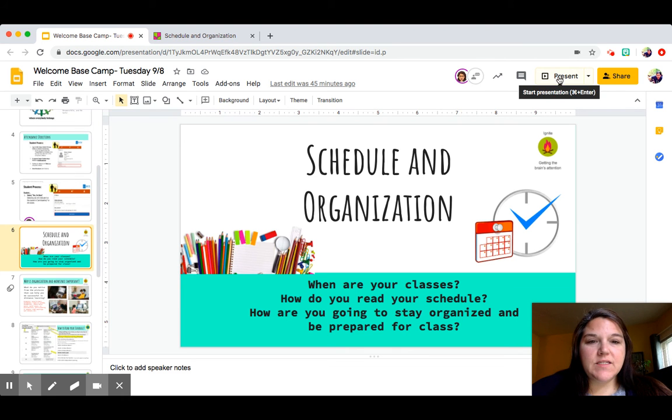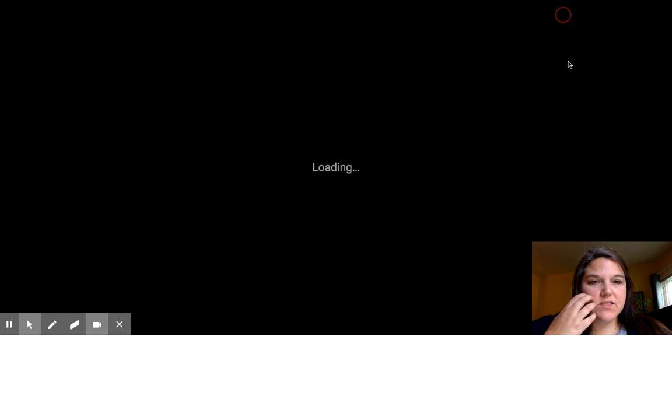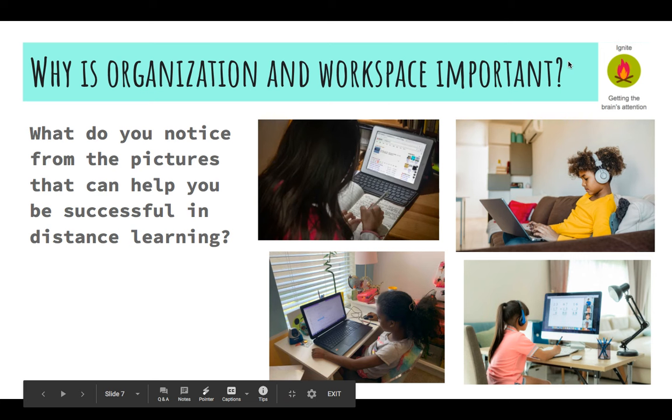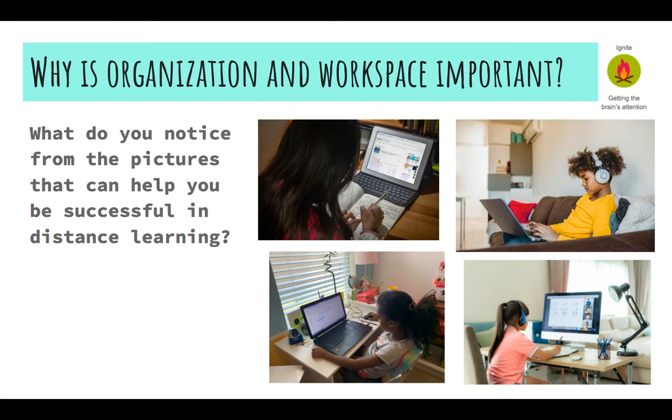So looking at our Ignite section, we're going to go ahead and get started with getting our brain's attention. Let's look at these 4 images and think, why is organization and our workspace important? What do we notice from the pictures that can help us be successful in distance learning? So go ahead and take a few seconds, let's say 10 seconds, to look over these 4 images and come up with some ideas that these students are doing to help them be successful in their online distance learning environment.